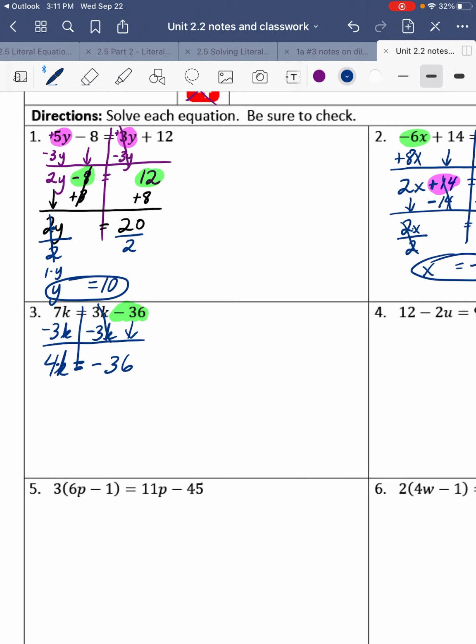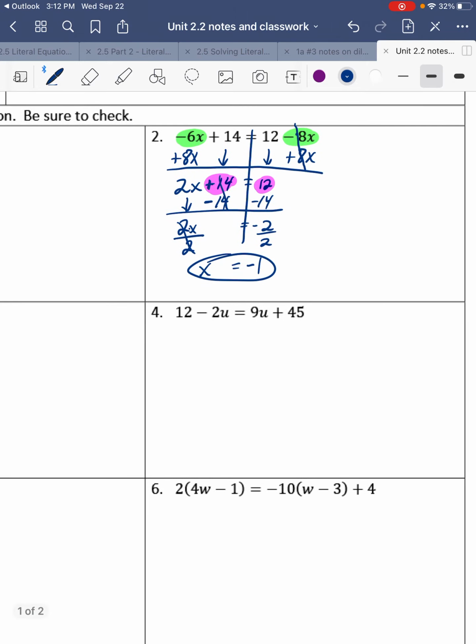That's 4 times k. So we divide by 4, divide by 4. Opposite operation of multiplication is division. Negative 36 divided by 4 is negative 9. Number 4. Again, we don't have any like terms on the same side. So let's get started. We have negative 2u and 9u. I'm gonna add 2u.